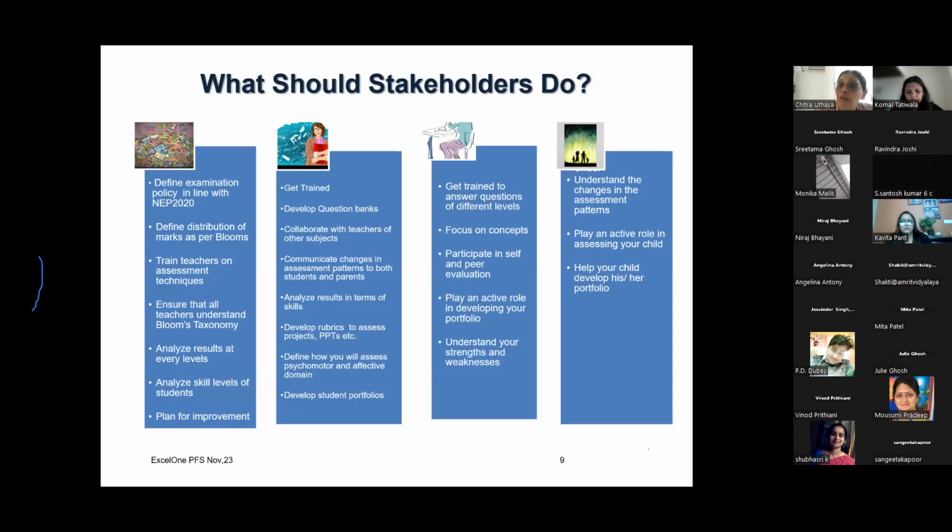Parents will need to understand the changes in assessment patterns because they may be used to a certain kind, but now there's going to be a change. So they need to understand what is the change that will be taking place. They need to play an active role in actually assessing their own wards, and they need to help their children in developing their portfolio. So different stakeholders will have to play different roles. They have to get ready for this assessment.